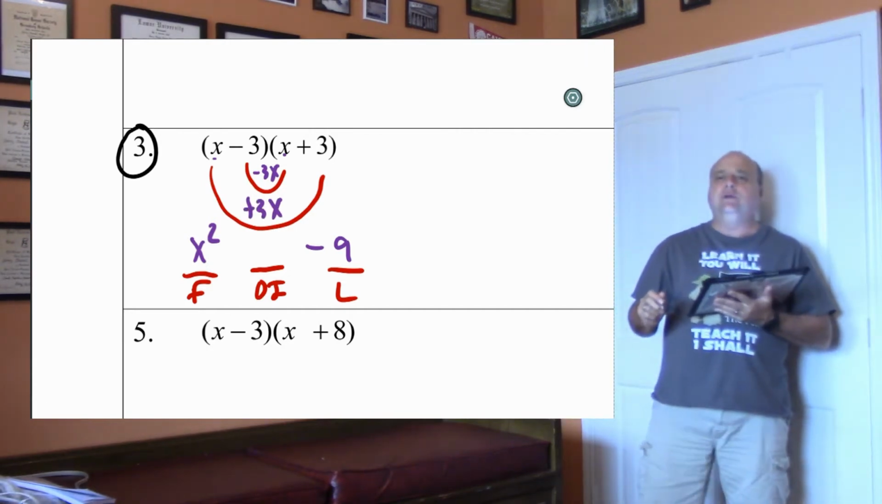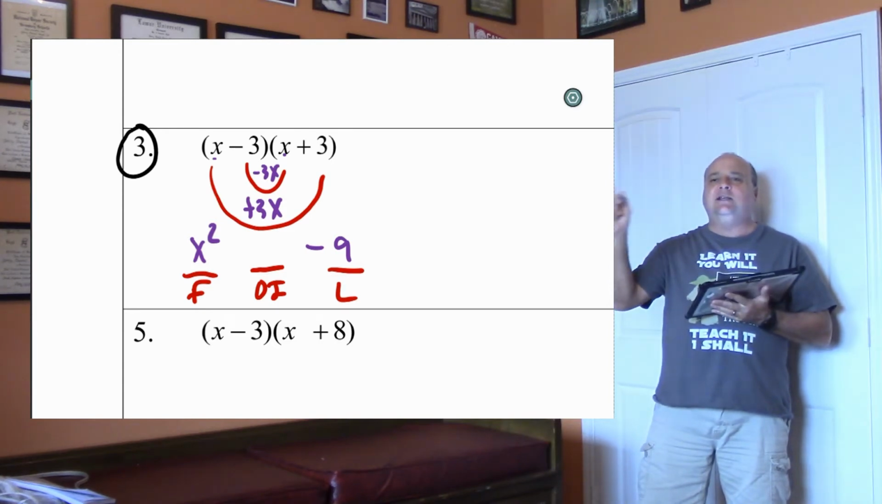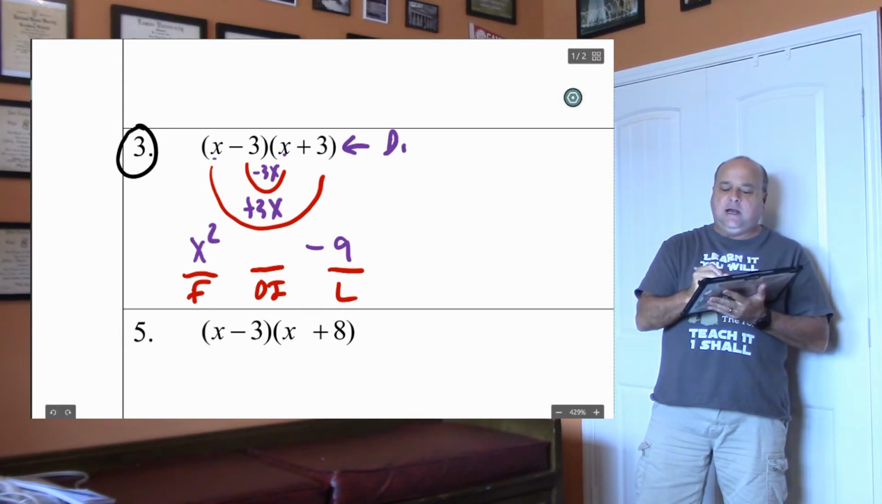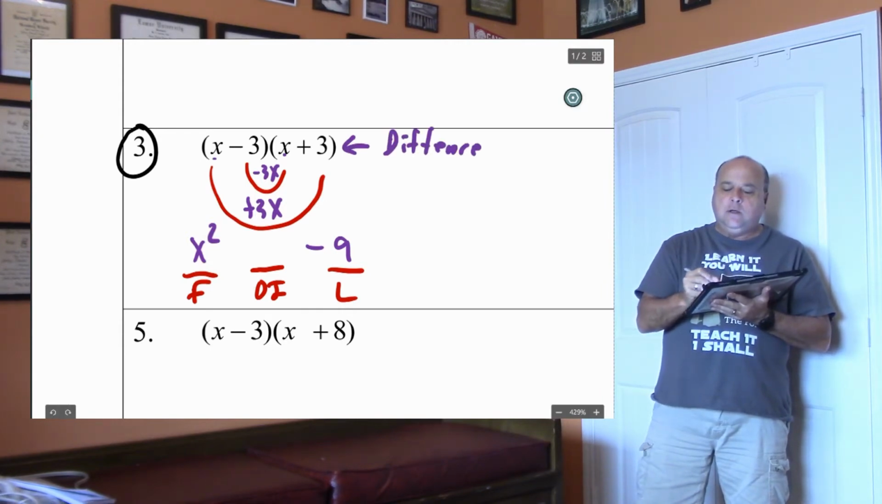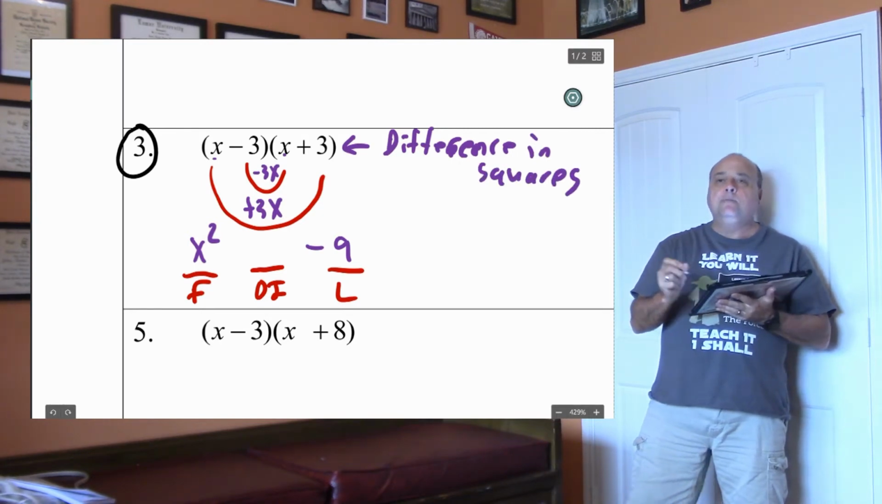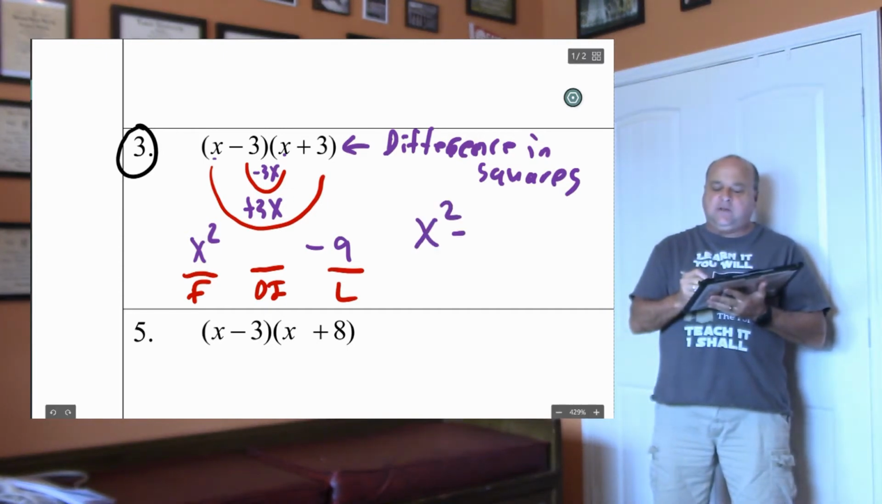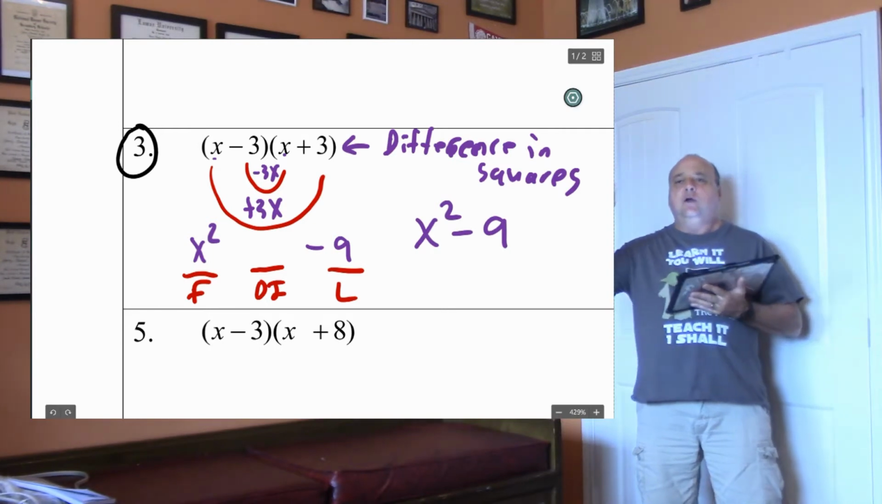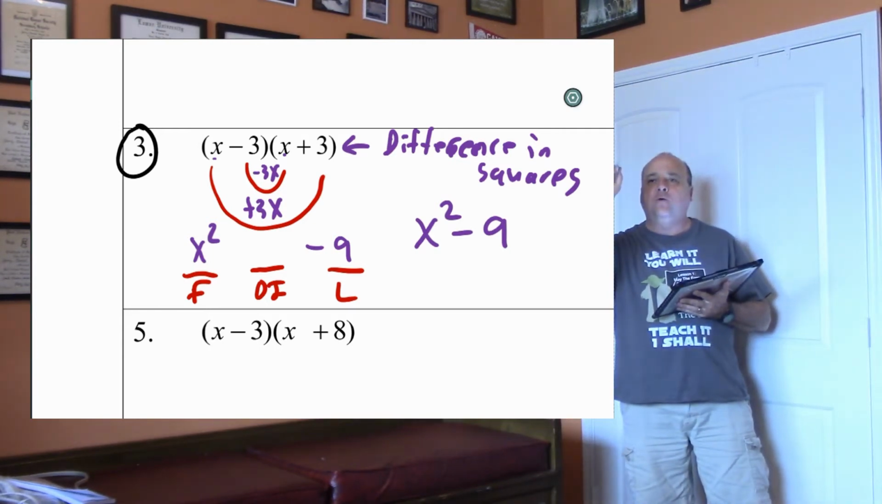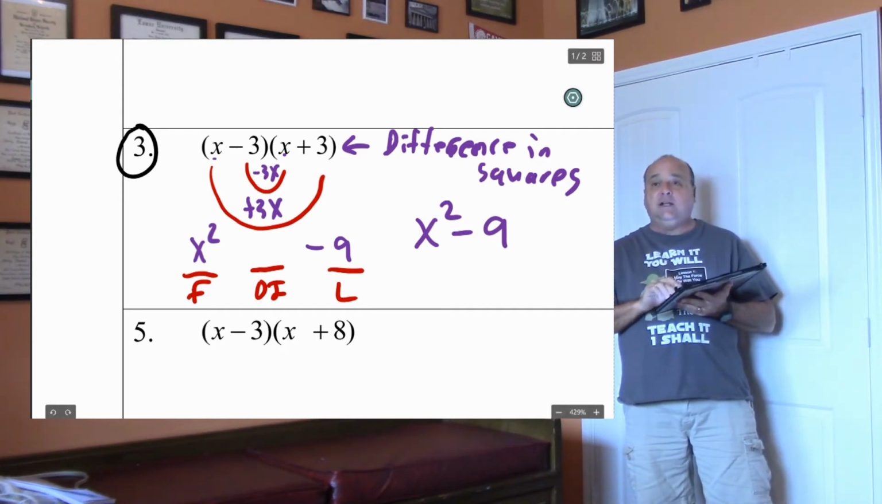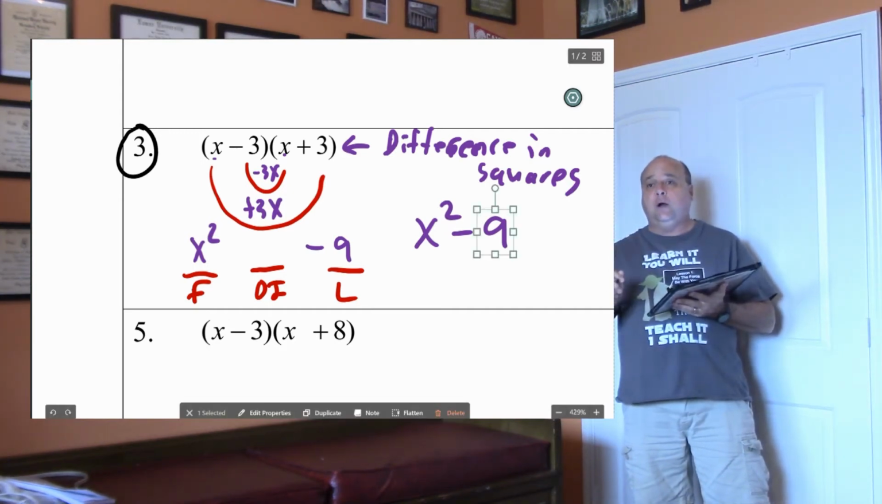Look at what happens here. The parentheses are exactly the same except the signs are opposite. This is called a difference in squares. Let me spell difference right. Okay, or a difference of squares, okay? If this happens, the middle term cancels out and all that's left is x squared minus 9. Notice that the x squared and the 9 are perfect squares. And you can see why it's called a difference in squares, because you're subtracting 2 perfect squares.